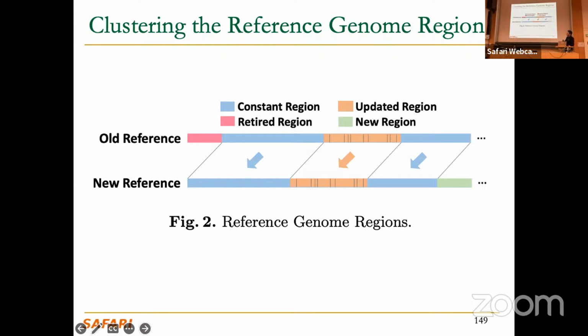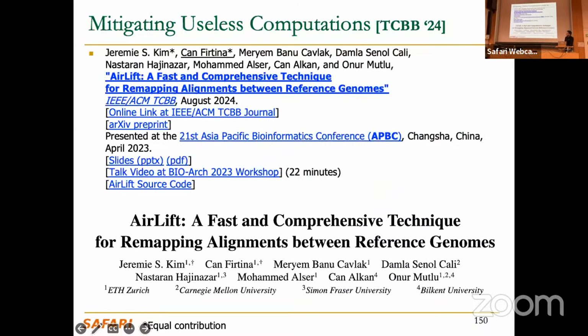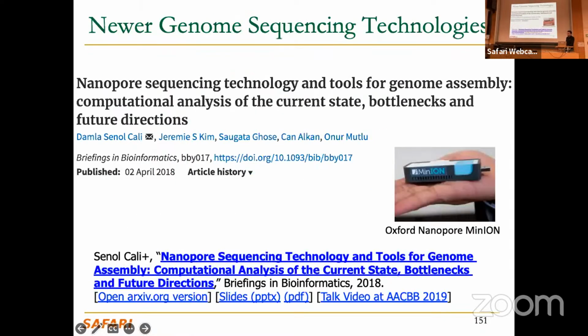Then we do some further optimizations for the updated regions and so on. So this is purely an algorithmic optimization, and this reduces the useless computations that you would be doing when moving to a new reference genome.